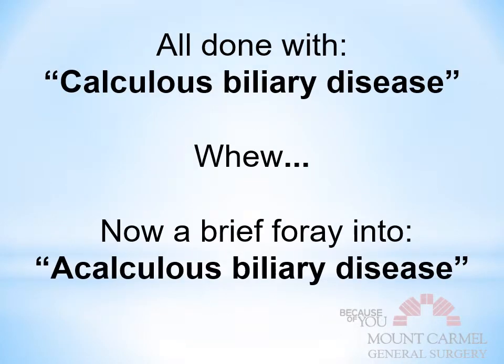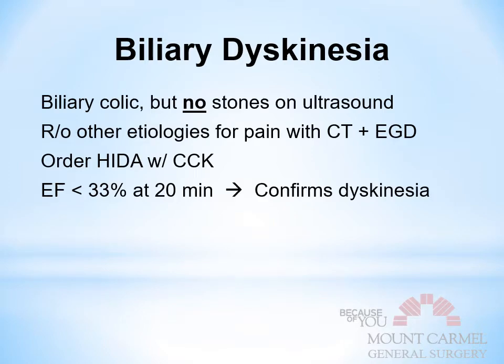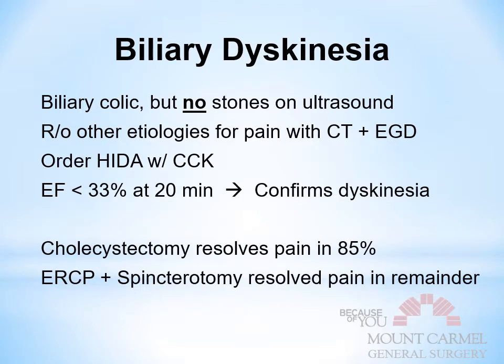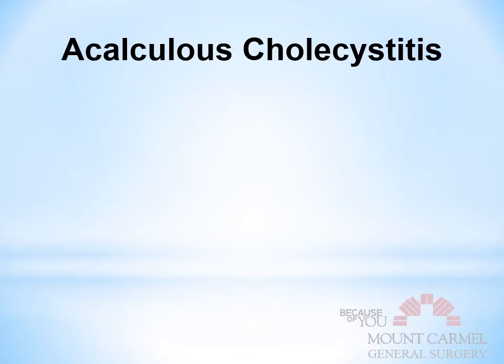Okay. All done with this calculous biliary disease view. So we're kind of done with that. We're going to do a brief walk into the acalculous biliary diseases. So biliary dyskinesia, talked about before. There's a little bit of biliary colic, no stones on ultrasound. Rule out other etiologies for pain with the CT and the EGD, and then you just do the HIDA with CCK. Ejection fraction less than 30% at 20 minutes confirms dyskinesia. Okay. Cholecystectomy resolves pain most of the time. Sphincterotomy does the rest. This is distinct from acalculous cholecystitis.